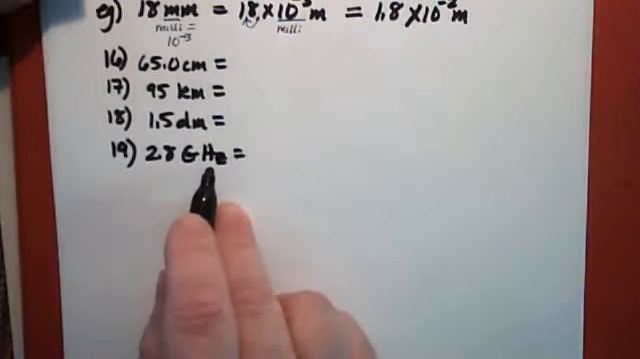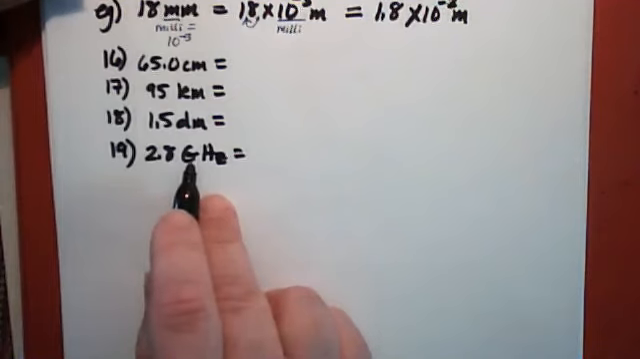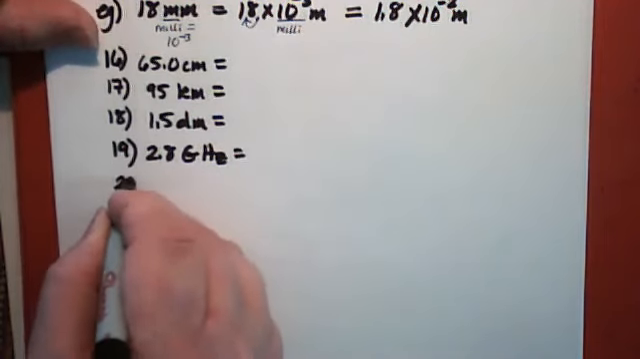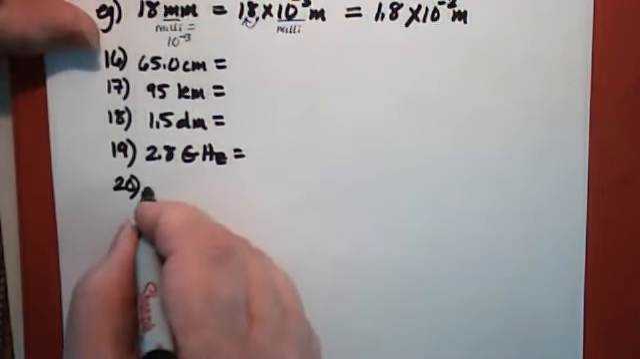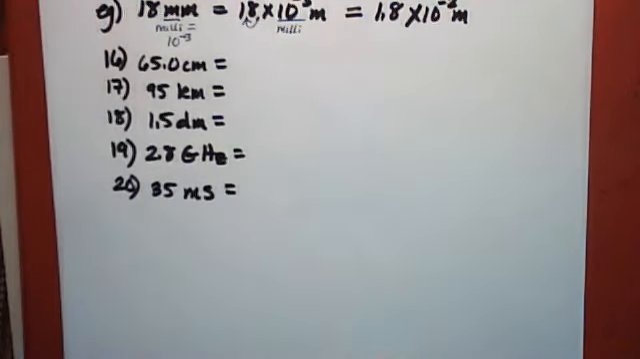I'll explain in a moment what hertz means. But for right now, it's really only the prefix that you have to be concerned about. And giga was on the list that I gave you yesterday. So you can use that to convert. And then we have 35 milliseconds.